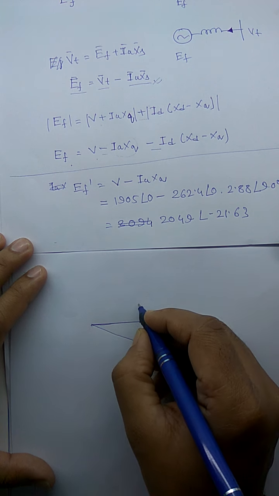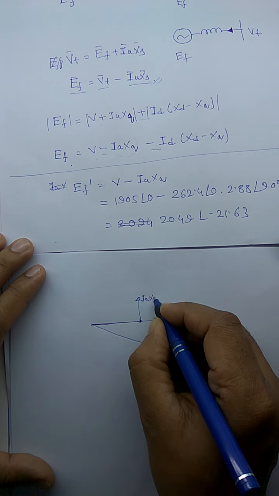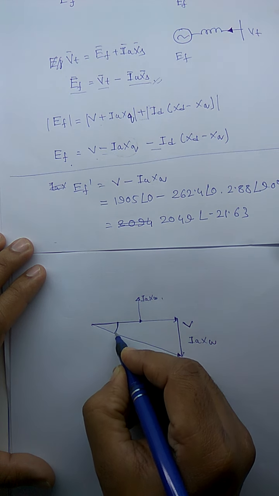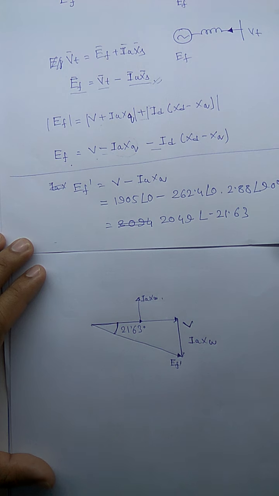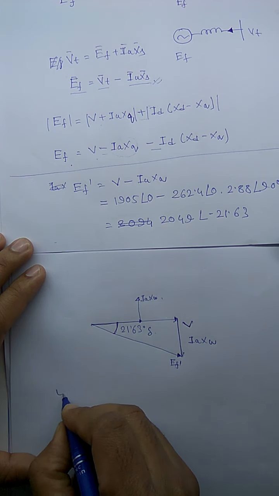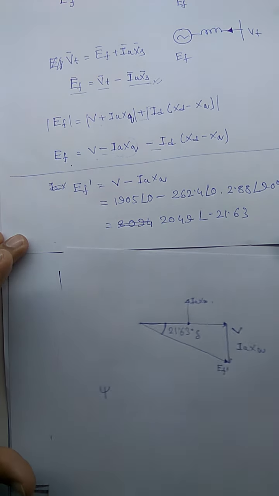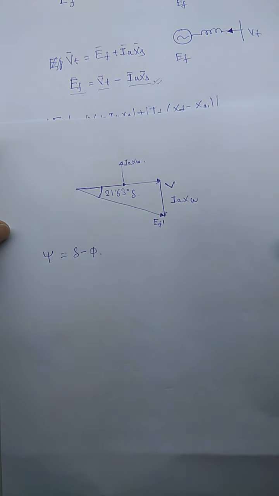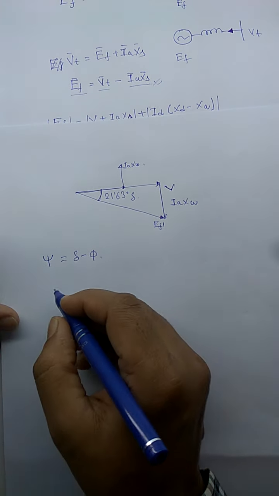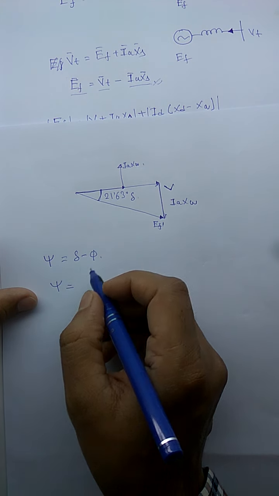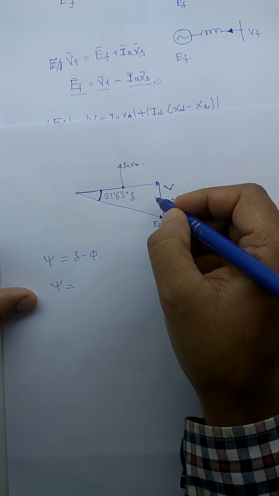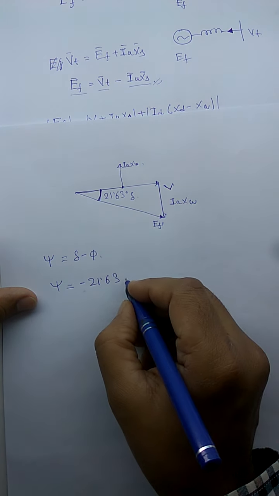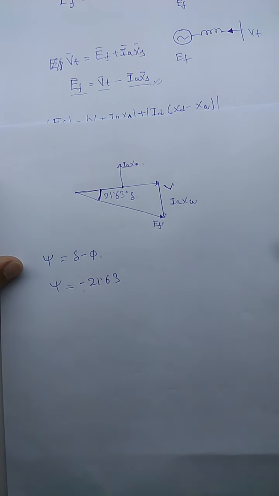Why have I drawn IAXQ like this? IAXQ is basically in this direction. Since there is a minus sign, we have drawn it in the opposite direction, and now this is EF dash. This angle is 21.63 degree, which is nothing but the power angle delta. In our last class we saw about psi. Psi is delta minus phi, and we have to be careful about the sign. Since V is my reference and E is below it, delta is minus 21.63. Be careful about this minus sign. Phi is 0, so psi is minus 21.63.